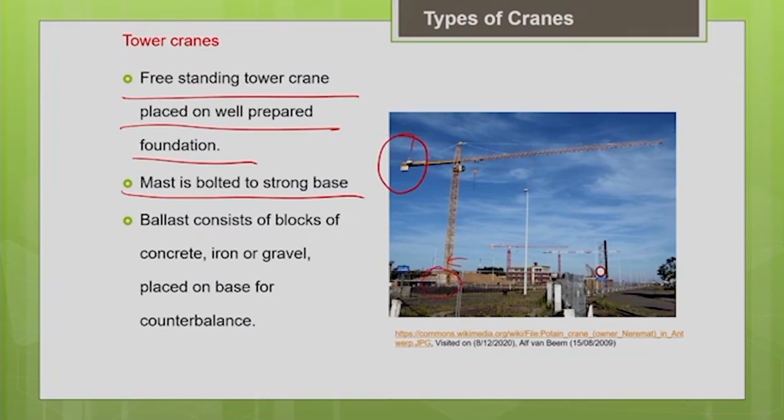So, what are the common counterweights we use? Generally the blocks of concrete, iron or gravel. They are placed for the counterbalance, for the resisting moment, so that your overturning moment can be balanced with the resisting moment.